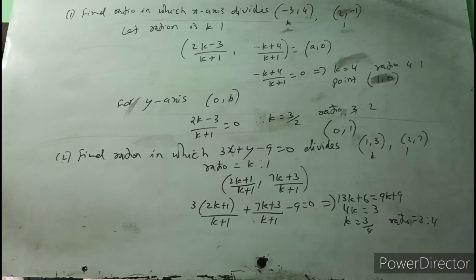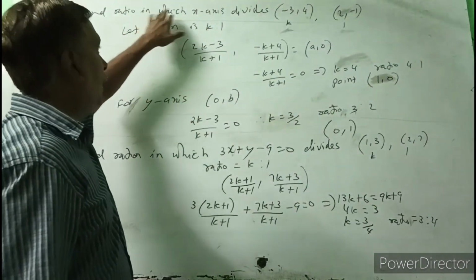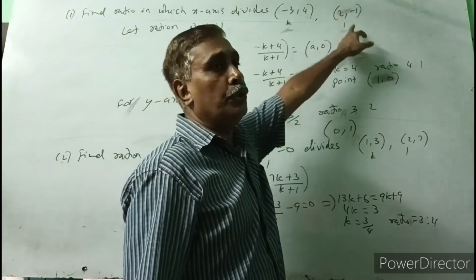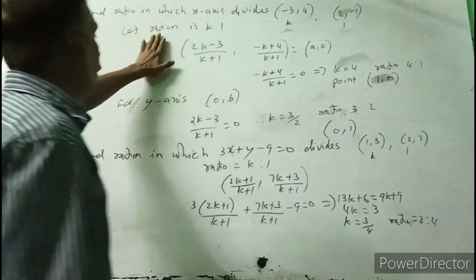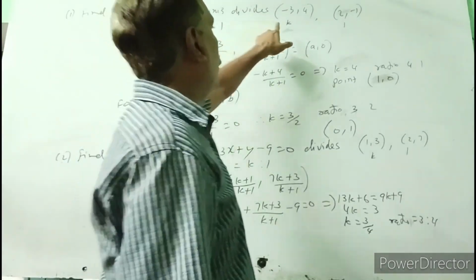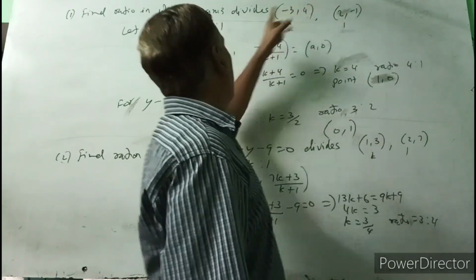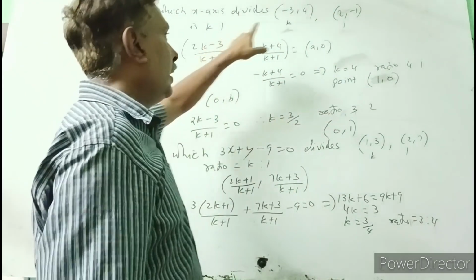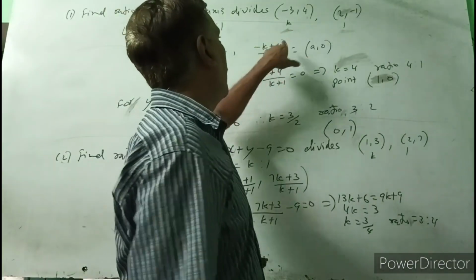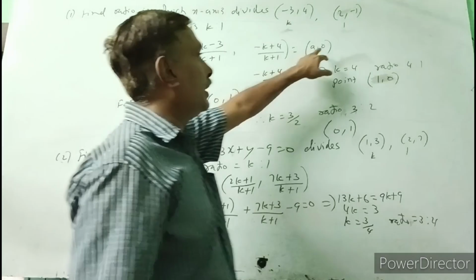Okay, one or two important questions from here I also took. One of the important questions is to find the ratio in which the x-axis or y-axis divides a line. So here I took: find the ratio in which the x-axis divides the line joining these 2 points. Whenever we need to find the ratio, we take the ratio as k is to 1. So we find the point with k is to 1: (2k minus 3) upon (k plus 1), and similarly (minus k plus 4) upon (k plus 1). This will be equal to (a, 0), because an x-axis point is (a, 0).